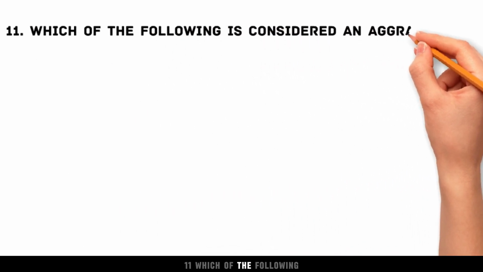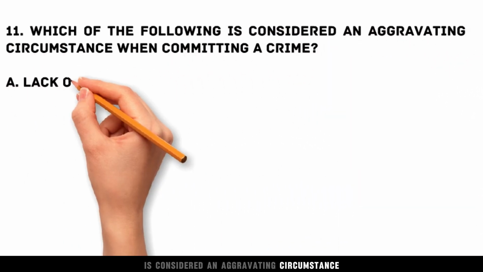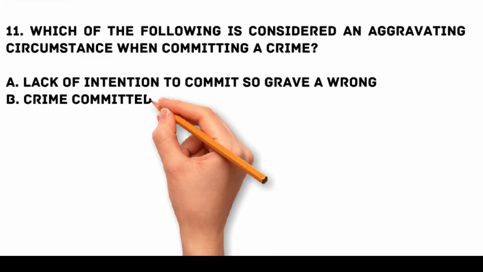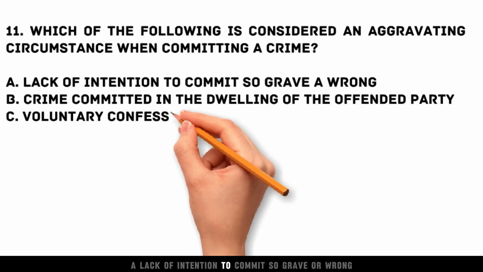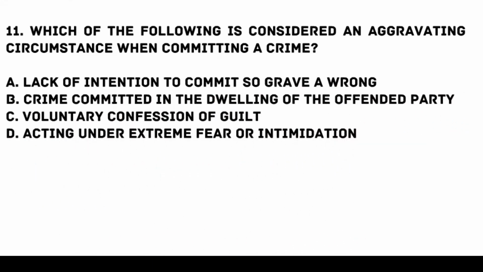11. Which of the following is considered an aggravating circumstance when committing a crime? A. Lack of intention to commit so grave a wrong. B. Crime committed in the dwelling of the offended party. C. Voluntary confession of guilt. D. Acting under extreme fear or intimidation.